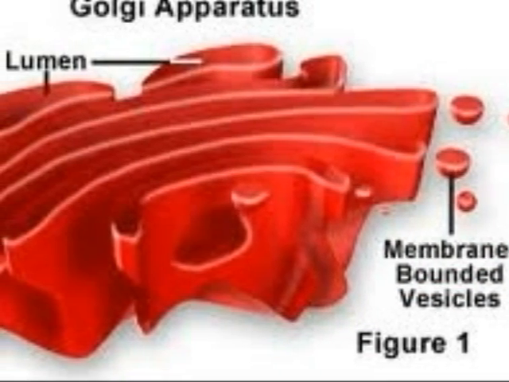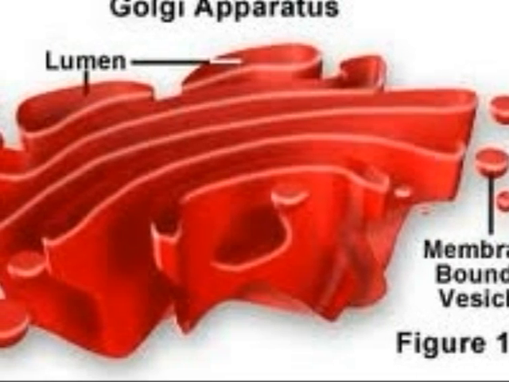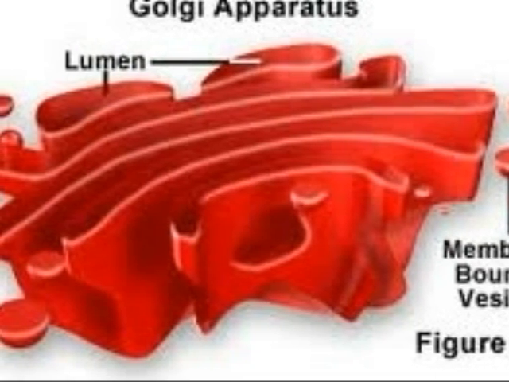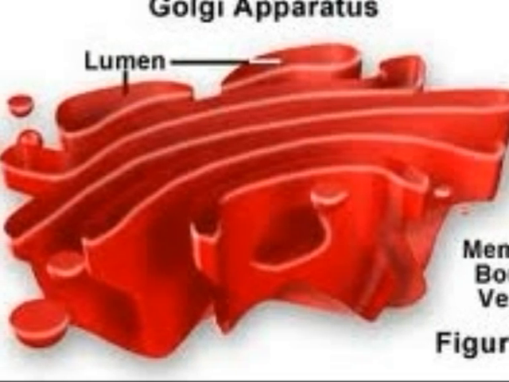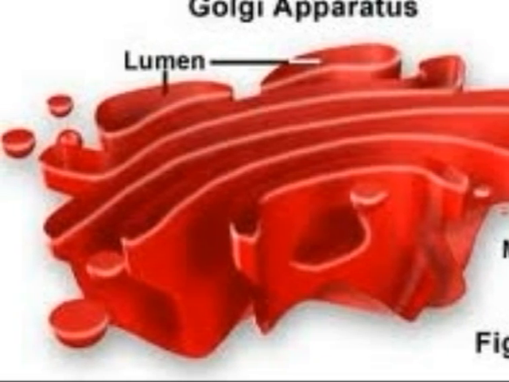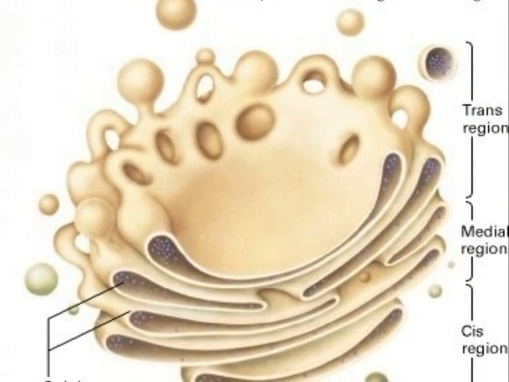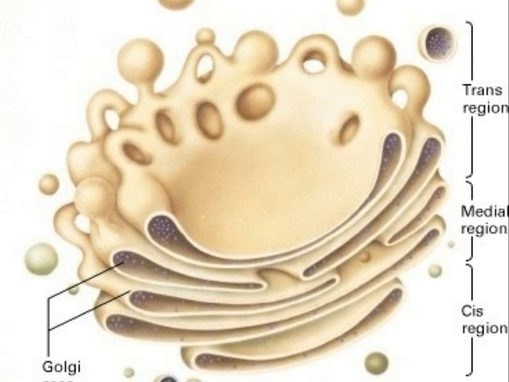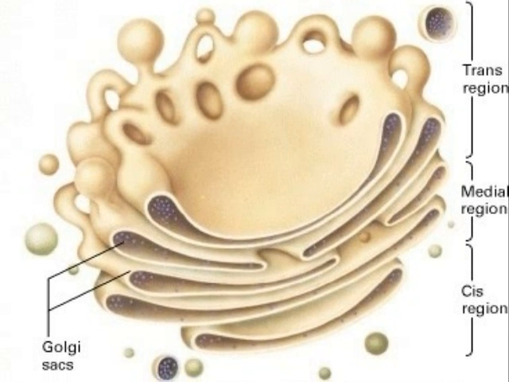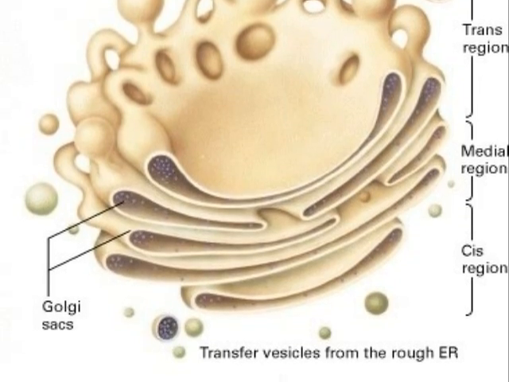Next, we are going to go through the Golgi apparatus. It consists of flattened membranous sacs. It receives transport vesicles from the ER and modifies the products. It produces certain molecules, lysosomes, and secretory vesicles. Secretory vesicles carry Golgi-modified products to the cell membrane. They fuse with the cell membrane, releasing the contents to the outside of the cell.